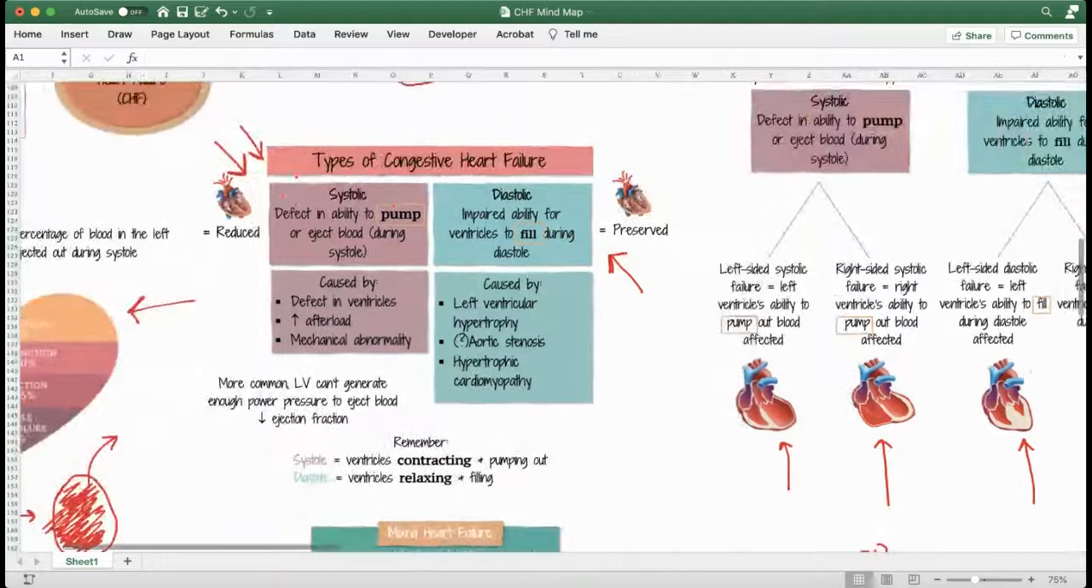The systolic, again, we've really just talked about these. So just in case, so you can see it in words, systolic is a defect in the ability to pump out the blood or eject the blood. It's not ejecting as much of what is in there. It's caused by a defect in the left ventricle, an increase in afterload, meaning there's too much pressure outside of the heart that it's working against, so it can't eject all of what it's supposed to. Mechanical abnormality can happen even after an MI, when you have a piece of the heart muscle that has died. There can be problems with valves and all kinds of things that can cause that.